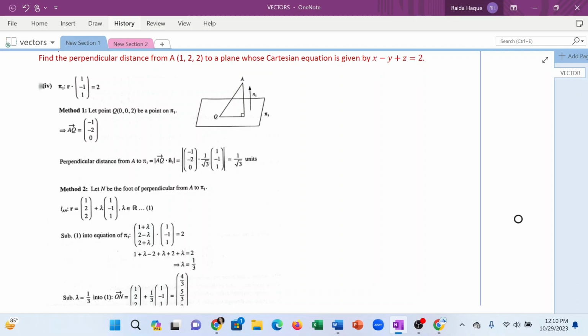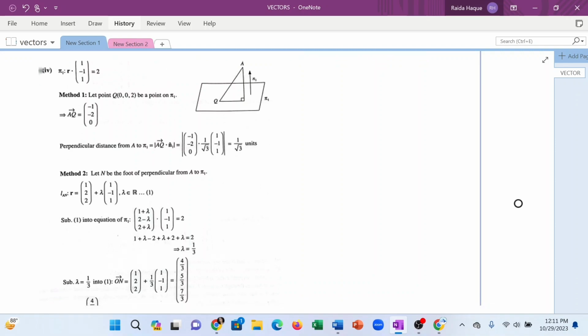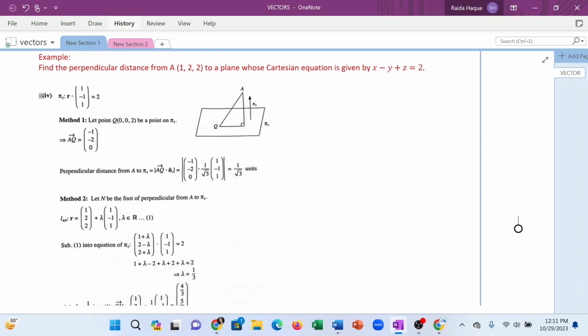Then the perpendicular distance from A to the plane will be AQ with the dot product of the unit vector of the normal, right? So you're doing the dot product with the direction vector, and then you need to divide it by the magnitude of the direction vector to find the unit vector. So what you're left with is 1 by root 3 units. So that is one way you could find the perpendicular distance.